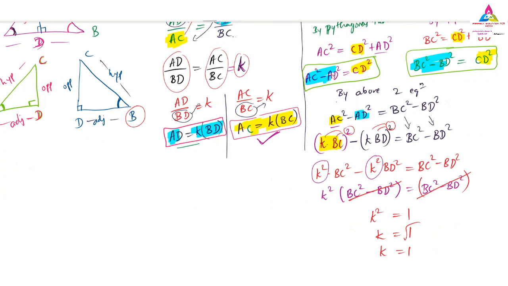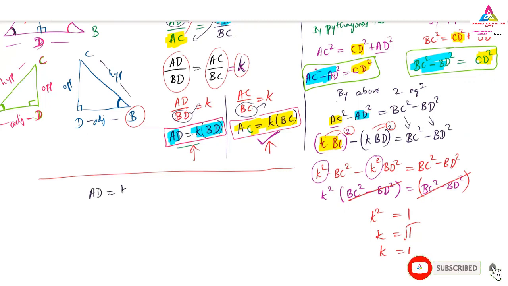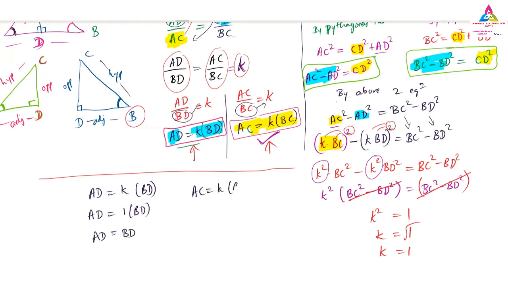Since we got the K value as 1, we can apply it to the equations we have taken: AD is equal to K times BD and AC is equal to K times BC. AD is equal to 1 times BD, because the K value is 1, so AD is equal to BD. And for the other equation, AC is equal to K times BC, with K as 1, so AC is equal to BC.